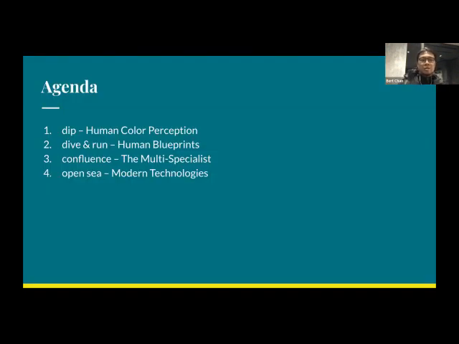Here's an agenda of today's talk. I'll have a little dive on the topic of color perception of humans. And I'll give a deeper dive and also a run on the topic. That is a few posters about the human blueprints. I will argue that the different models in human evolution can have some confluence. So I suggest a title called the multi-specialist of human. And then I'll introduce some modern technologies that I believe can be some kind of open sea to human evolution research.